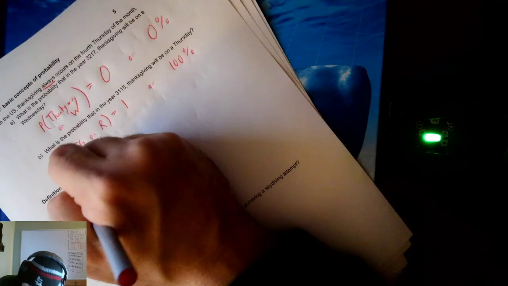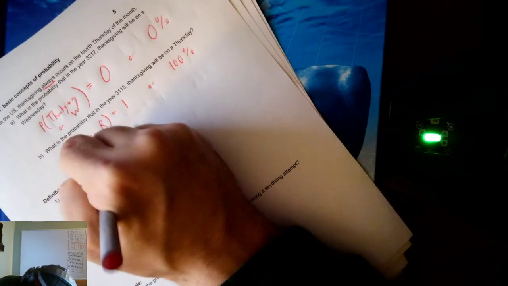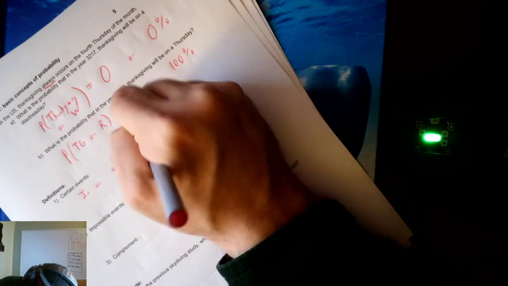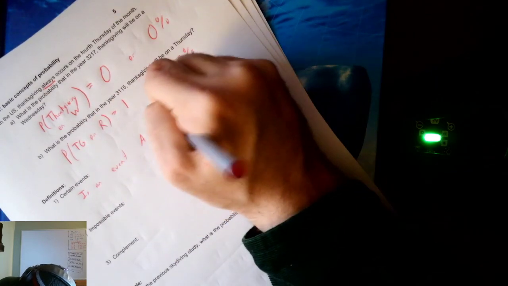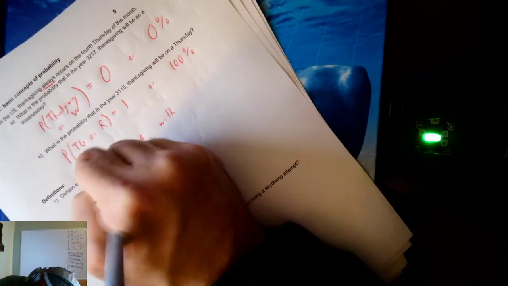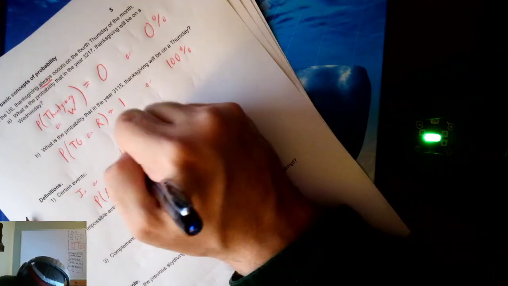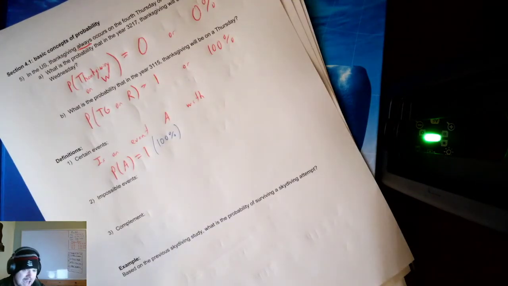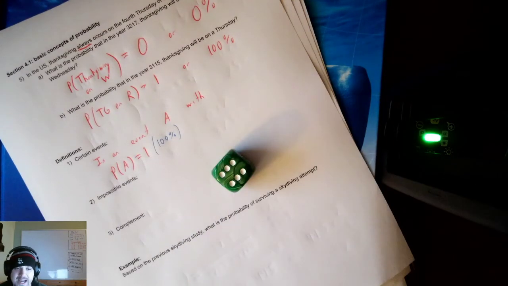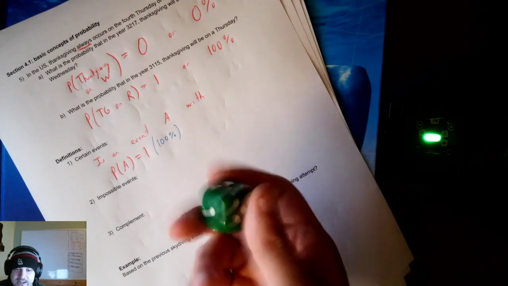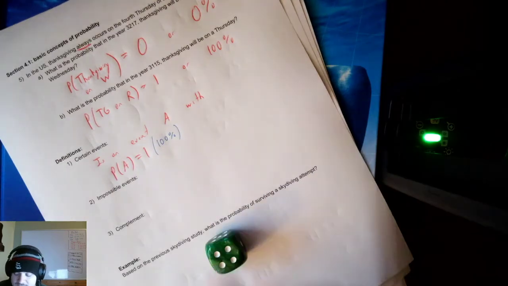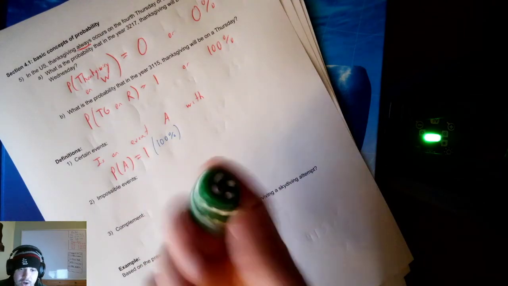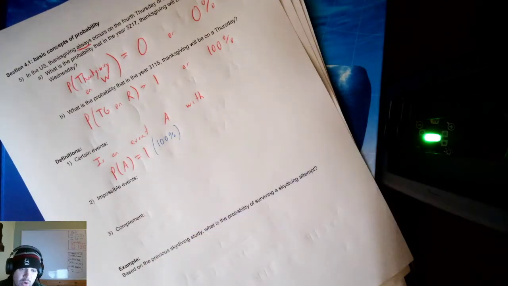A certain event is an event A with P of A equal to 1, which, remember, 1 is the same as 100%. It always happens. It can never not happen. For example, when I roll my die, what's the probability I get a number less than 10? I'm always going to get a number less than 10, right? Numbers are 1 through 6. They're all less than 10. It's certain I will roll less than 10.